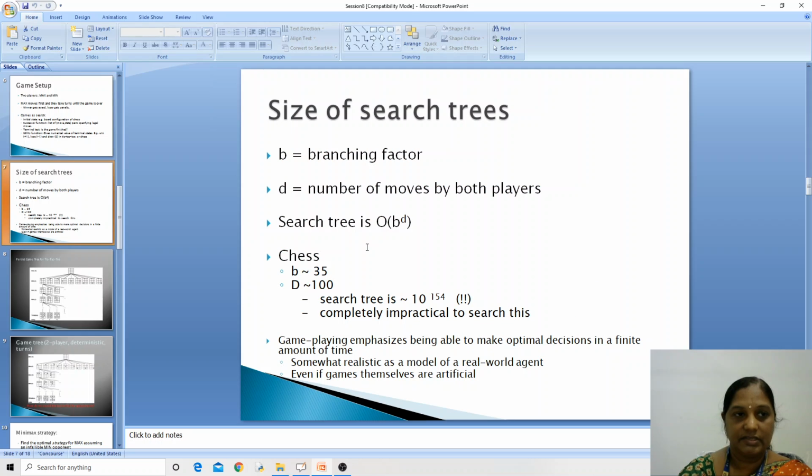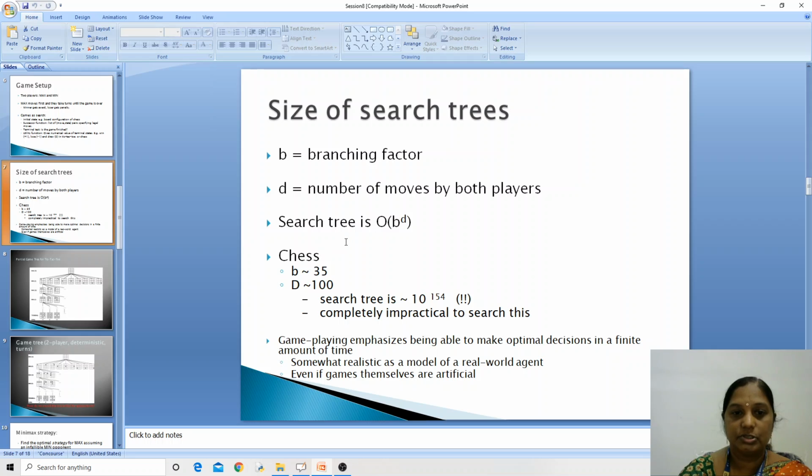Next, size of search tree. What is the size of the search tree? How could you find the size of a search tree? The first one is the branching factor. What is the meaning of branching factor? The number of children generated by that particular node is called a branching factor. And D is the number of moves, or we can say the depth of the tree. How could you calculate the depth of a tree? The maximum distance from root node to leaf node is called the depth of the tree. So here B is the branching factor and D is the number of moves by both players.